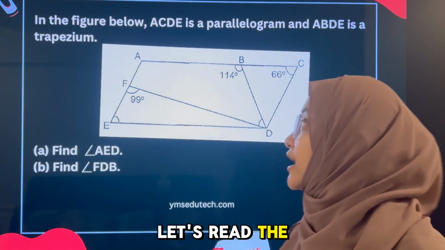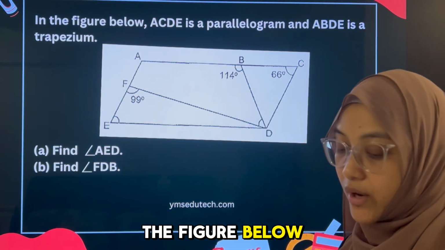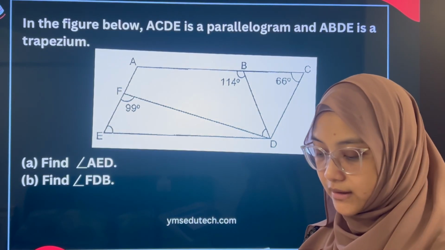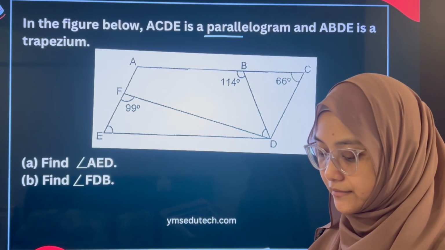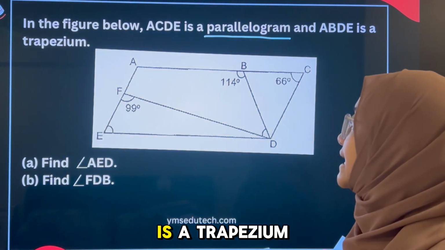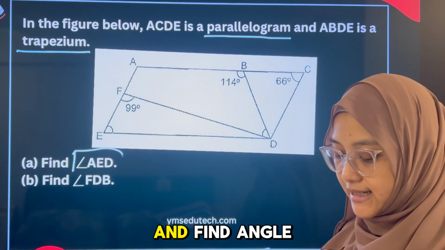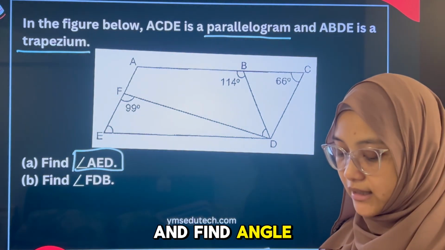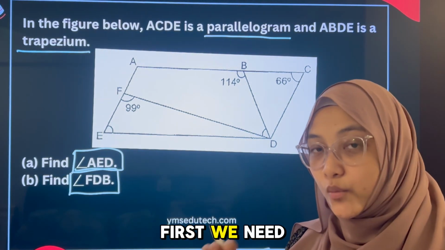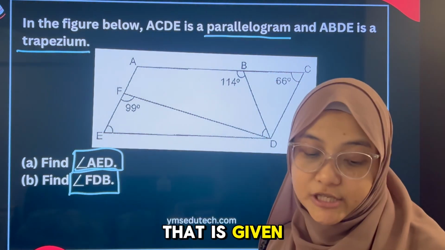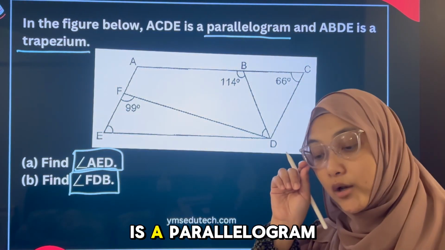Let's read the question together. In the figure below, ACDE is a parallelogram, and ABDE is a trapezium. Find angle AED and find angle FDB. First, we need to annotate on the diagram itself. The first clue that is given to us: ACDE is a parallelogram.